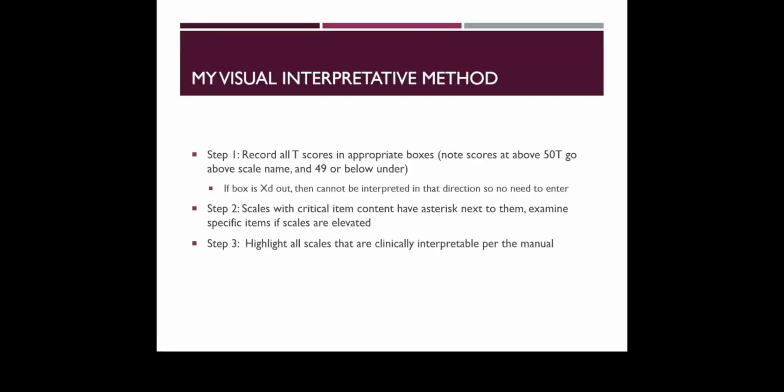So in step three, highlight all the scales that are clinically interpretable per the manual. You could also use these handouts, because the cliff notes show you what the high scores are on all these domains. So you could go through and highlight those, and now you know which ones are considered elevated.